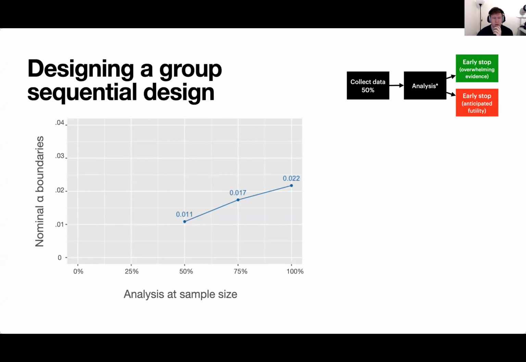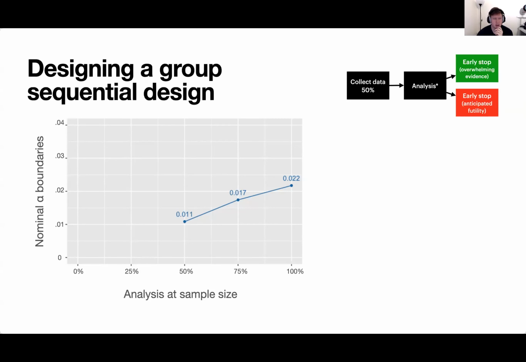Suppose we wish to control the overall alpha to 0.05, which is very common, at least in HCI. So each interim analysis needs to be tested with a more strict criteria. In this chart, the horizontal axis shows the 3 interim analyses at 50, 75, and 100% of the target sample size. And the vertical axis shows the nominal alpha, which is the stricter criteria at each interim analysis.